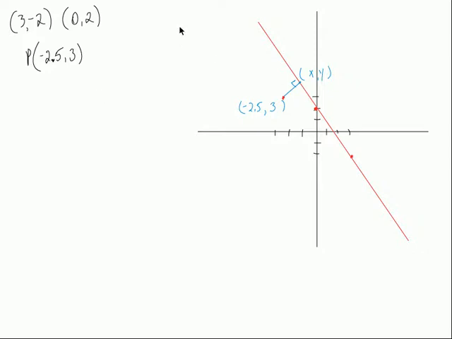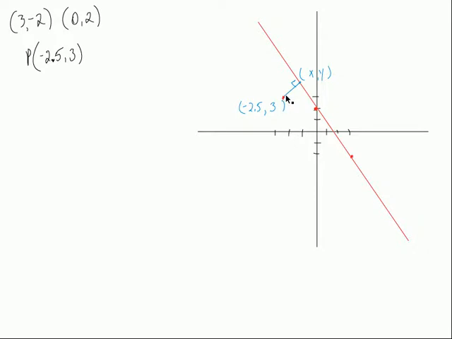I've already drawn this thing out for us. Here it says the points (3, -2) and (0, 2). There's (3, -2) right there, and there's (0, 2). There's the line that connects those two. And then there's a point P, which is (-2.5, 3). That point right there.